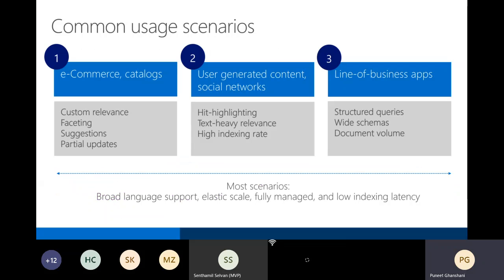So we have talked about some of the common usages: e-commerce catalogs, user-generated content, and line of business applications. Different scenarios use different features of search. It's the same search APIs, same search SDKs that allow you to address all these scenarios.